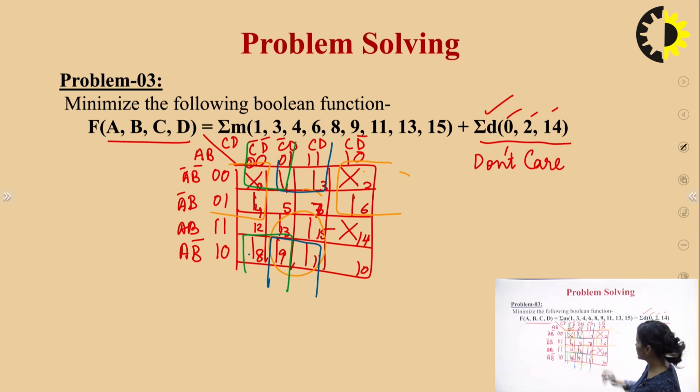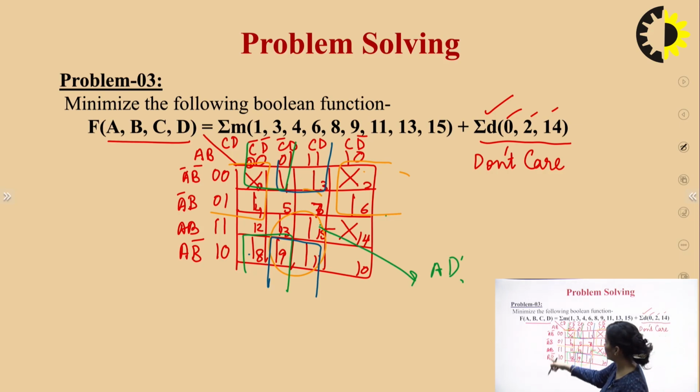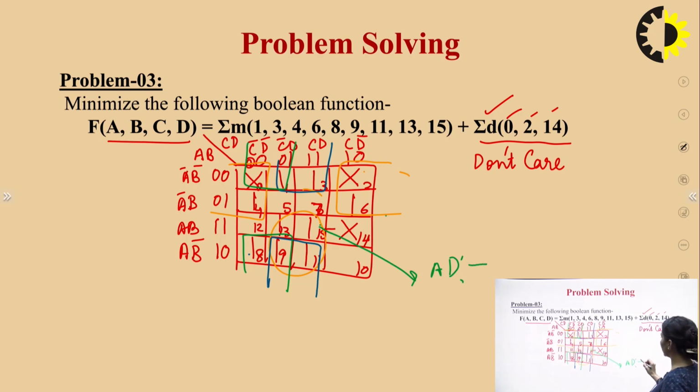Okay, so this is the first quad. Let's see, this is the first quad. So using this, what will be the expression? A, and from here D. Yes, here the A is common and here the D is common. Now let's see another group, using the don't care conditions. What will be the final expression? Here A bar is common, and from these two positions D bar is common.